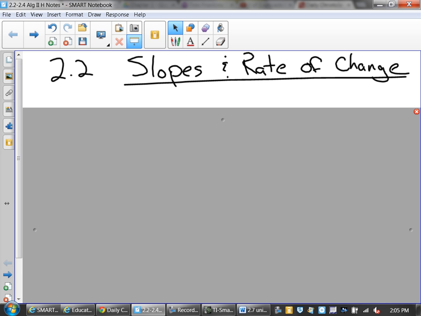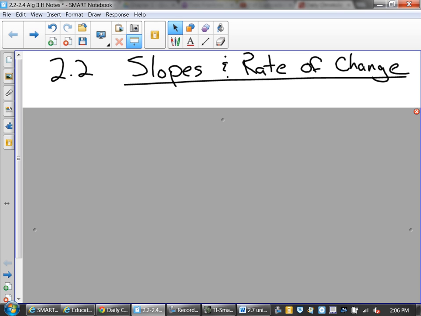What do you know about slopes? How do you find slopes? Rise over run. Rise over run. Good. When you're talking about rise over run, in an ordered pair situation, what variables are the rise? Y. Correct. The y values are the rise, and the run by default is the x values.